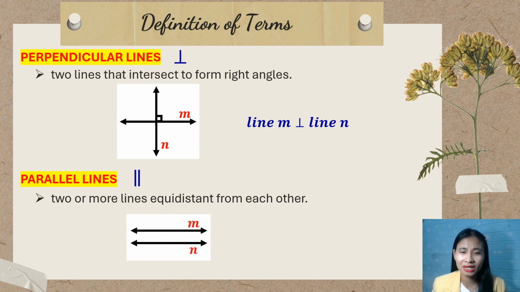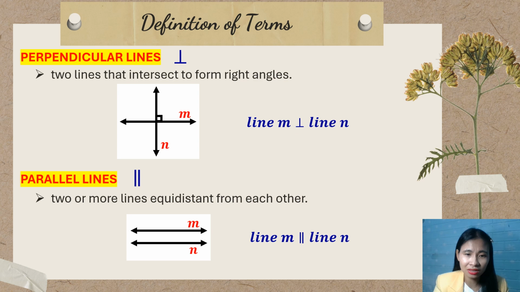So for example, we have this one, line M and line N. In some cases, we can say that the two lines are parallel if they have this symbol, one arrow on each line, meaning that the two lines are parallel, or two arrows. If one line has two arrows, the other line should also have two arrows to show that the two lines are parallel.